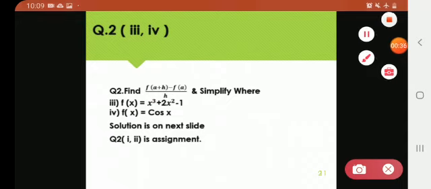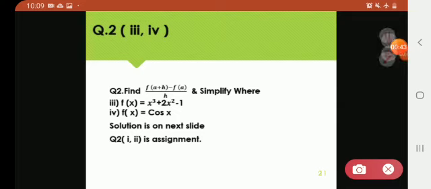Again, the next question is question number 2, which is very much related to the value of the function, but it is a more modified form. Here you will be finding not just one value, but f of a plus h minus f of a, divided by h. This is what you have to find out from these two functions.